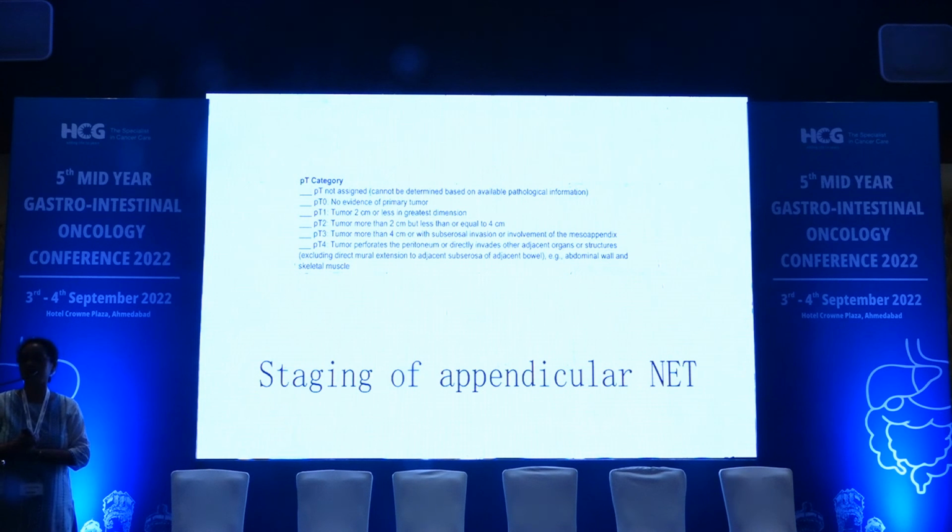And for neuroendocrine tumors also, they are located in the tip of the appendix. So you have to sample appendix very properly in routine appendectomy specimens also.